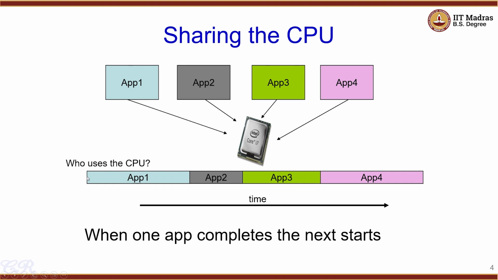The simplest way would be to have the first application executing, and when it completes, the next application starts, executes for some time, and then completes, and the third application starts after that, and so on. In other words, we have the applications executing in a sequential manner. But there are problems in this.